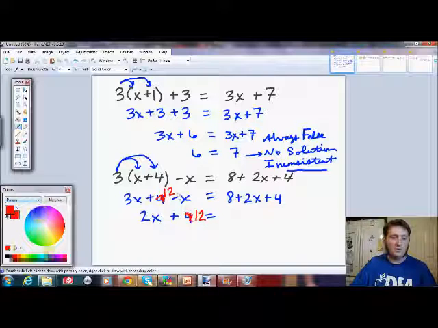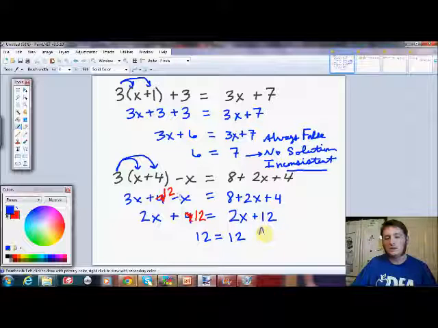Mr. Carpenter, not distributing correctly. I can't believe you would do that. Oh well, it happens. 8 plus 4 is also 12. So 2x plus 12 equals 2x plus 12. A lot of you probably already see what's going to happen here. You subtract 2x on both sides, trying to get your variables together. You get 12 equals 12, which is always true, which means there are infinitely many solutions.